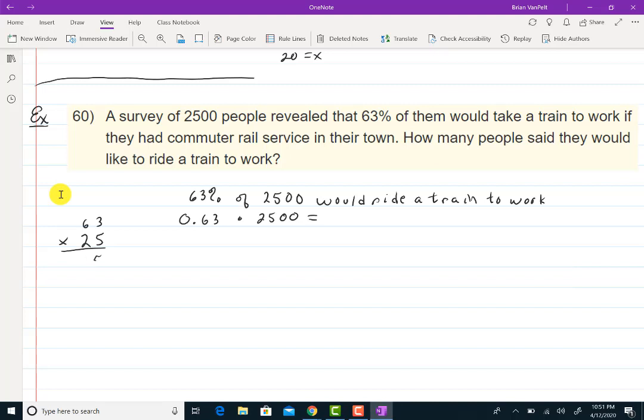5 times 3 will be 15, carry the 1. 5 times 6 is 30, 31 there, 0. 2 times 3 is 6, and then 2 times 6 is 12. 5, 7, 5, 1. So this is 1,575 people.